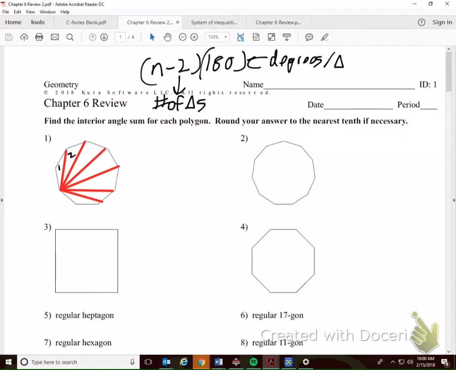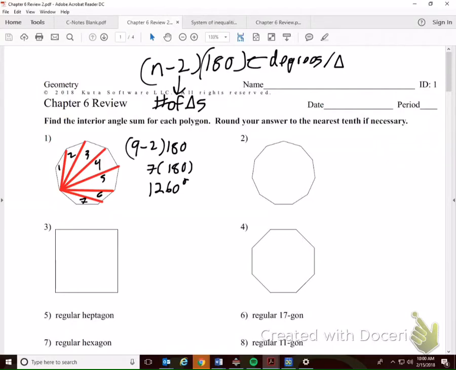Okay. So notice what we did is we started at one vertex and kind of fanned out to all the non-consecutive vertices. And this is a nonagon. It's got 9 sides, and we end up with 7 triangles. Now that goes through. So that's where that formula comes from. So we go 9 minus 2 times 180. 7 times 180 gives us 1,260 degrees.